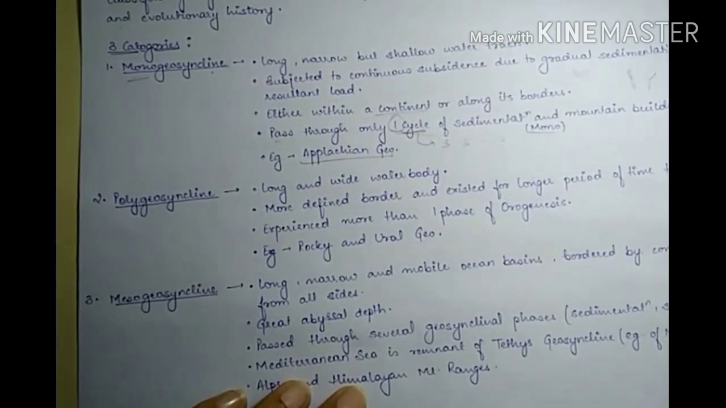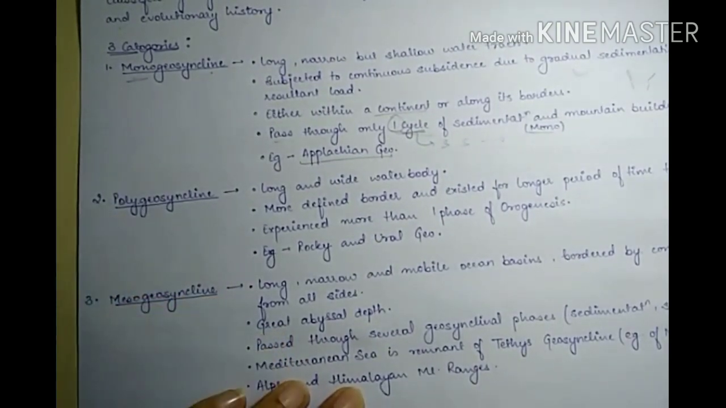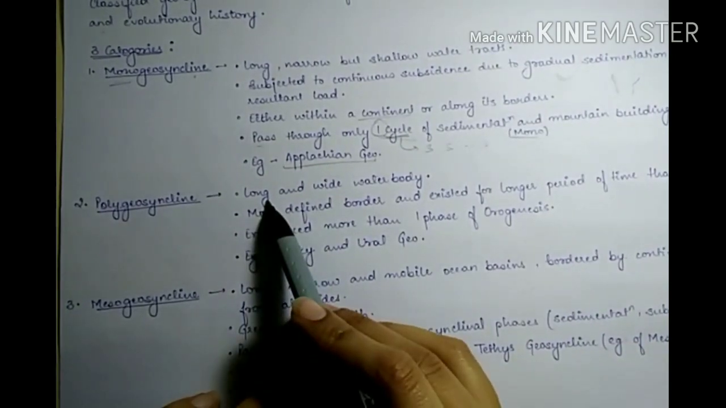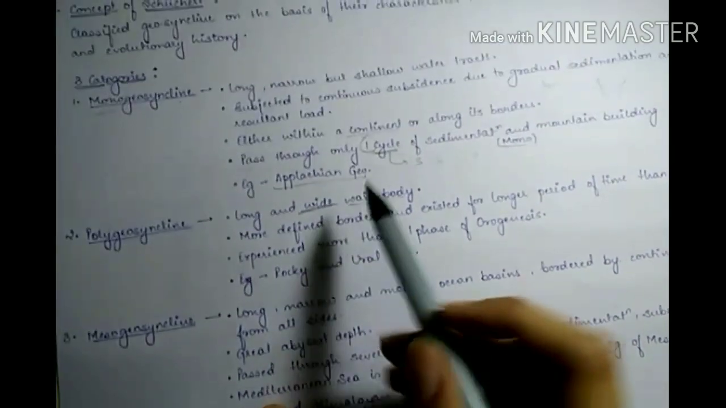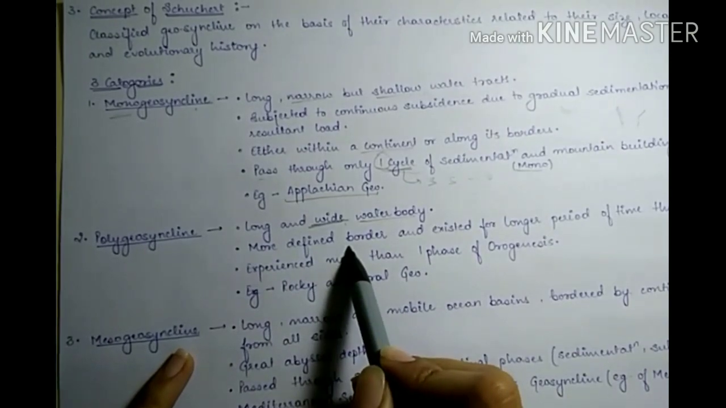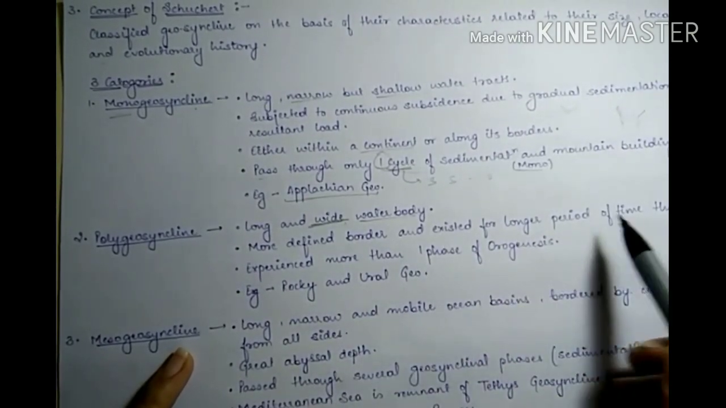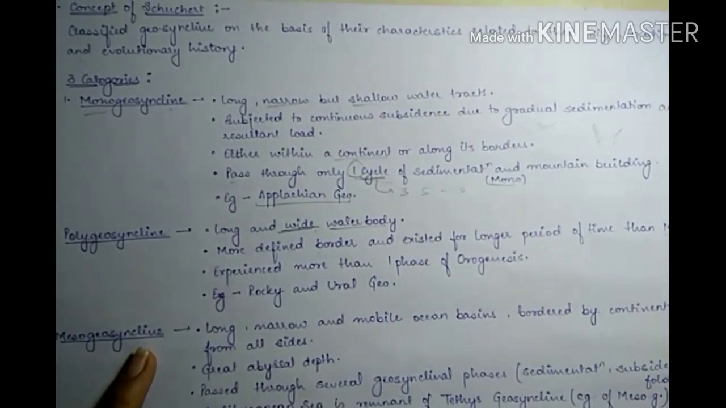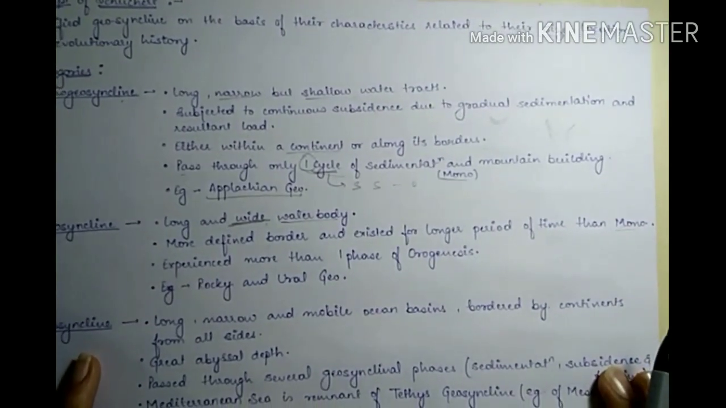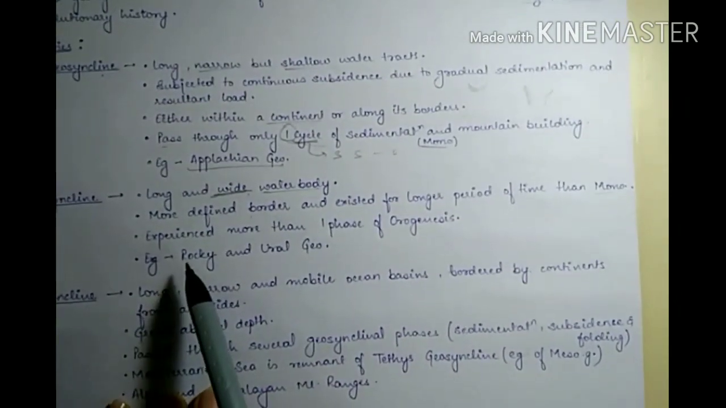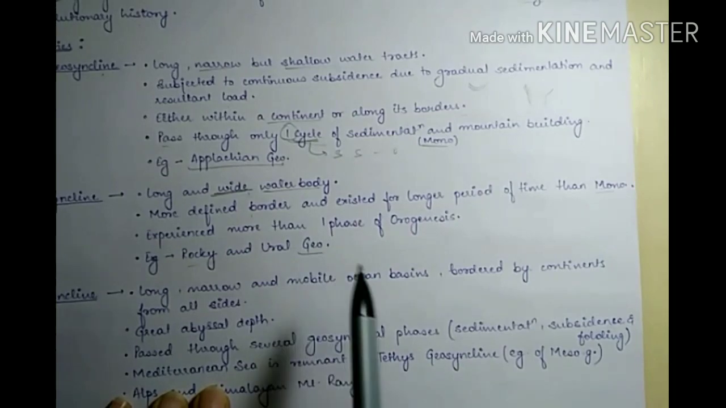Now polygeosyncline, as the word suggests, poly means many, so it has passed through more than one phase of orogenesis. Then other characteristics are it is a long and wide water body. So this one was shallow and narrow, but this is wide. It has more defined boundary, and it existed for a longer period of time than that of monogeosyncline. Its examples are Rocky and Ural geosynclines.